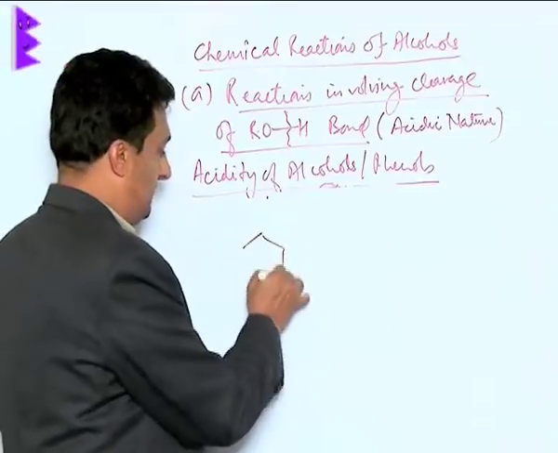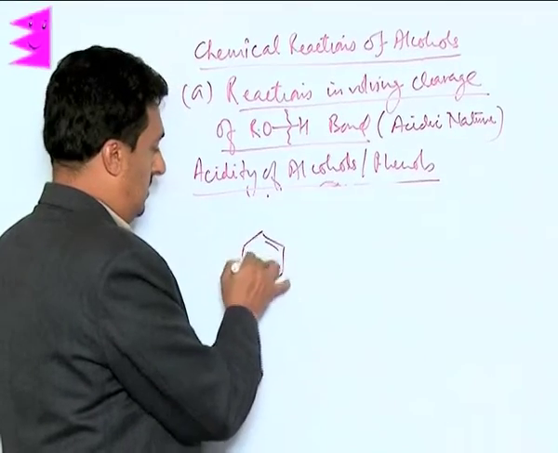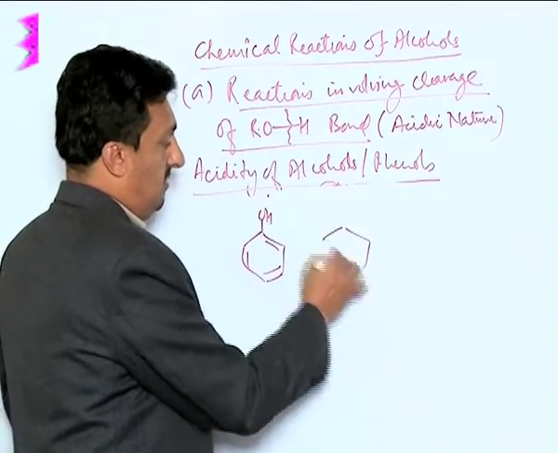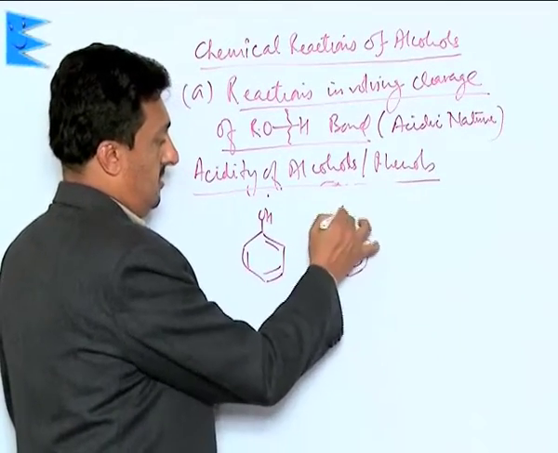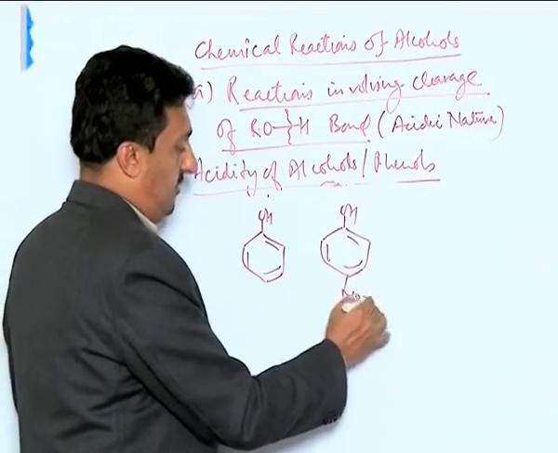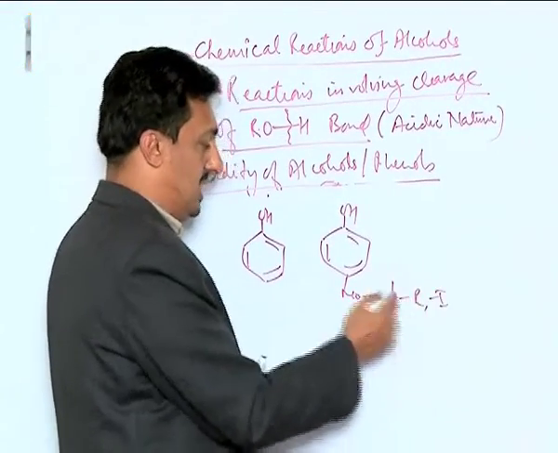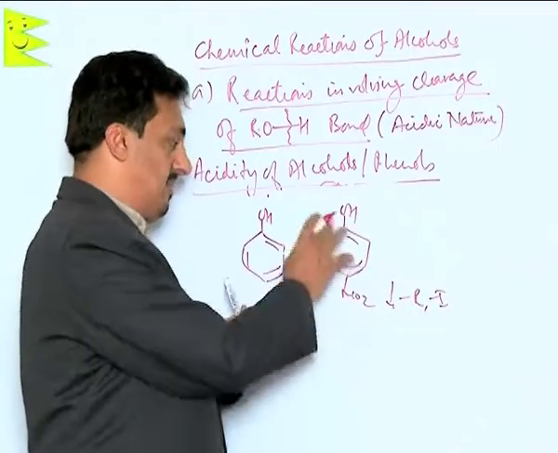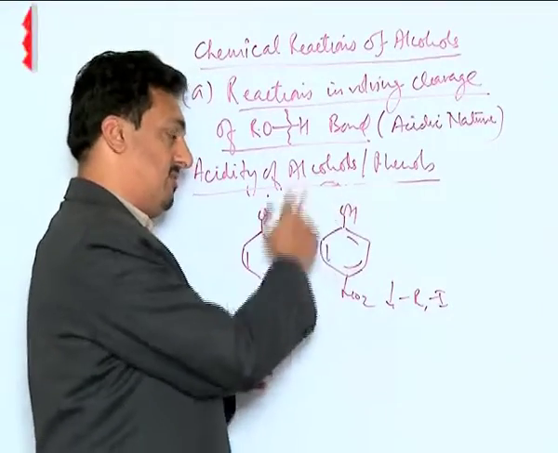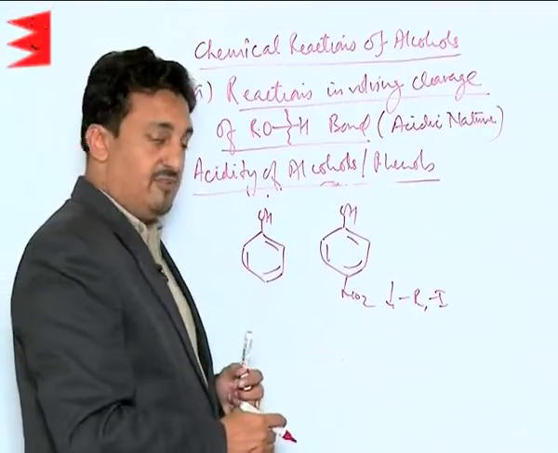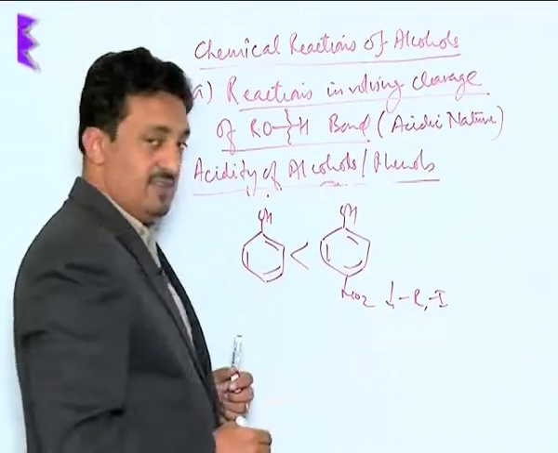The phenol, and para nitrophenol. We know the nitro group shows minus R, it also shows minus I. Both these factors will make what? This benzene ring electron deficient, oxygen will be donating electron much easily. So what we find is this is more acidic.